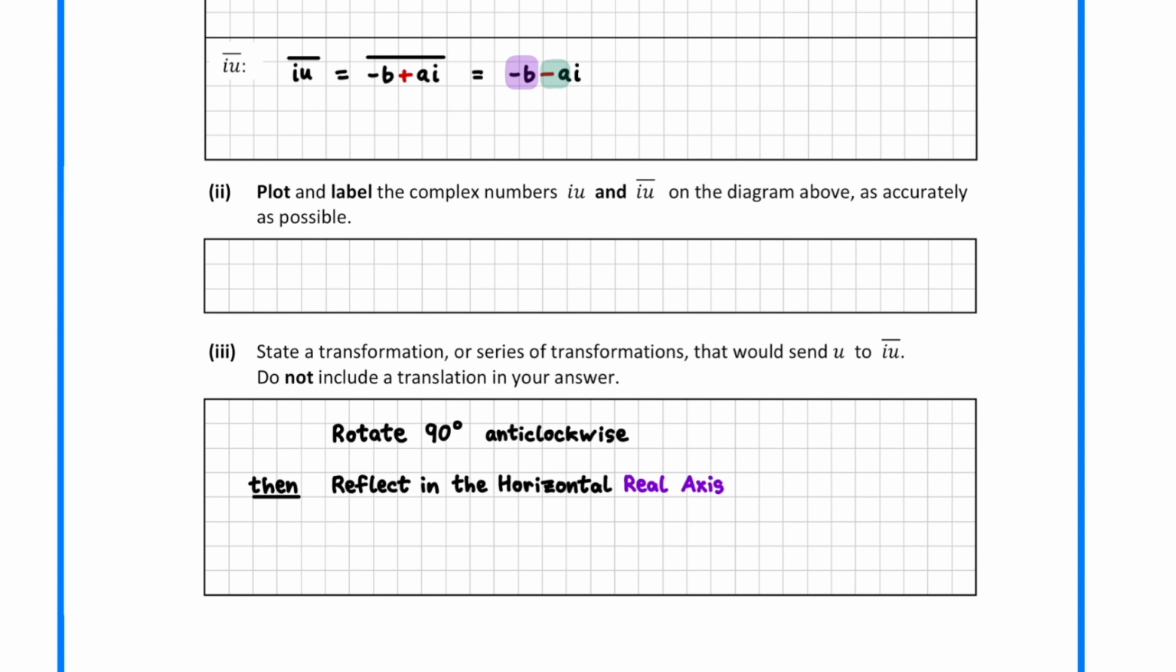In part 3, we need to send u to iu conjugate. There are two steps here. First, we multiply by i, which corresponds to a rotation of 90 degrees anti-clockwise. Then we take a conjugate, and this corresponds to reflecting in the horizontal real axis.